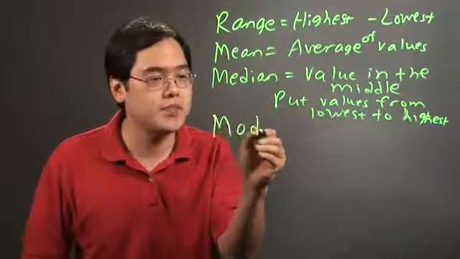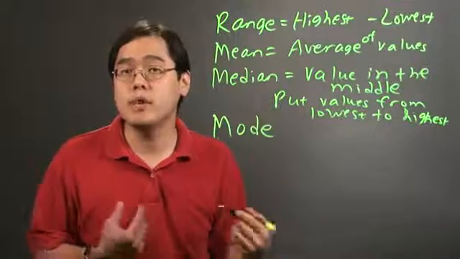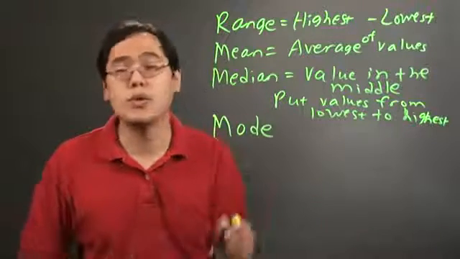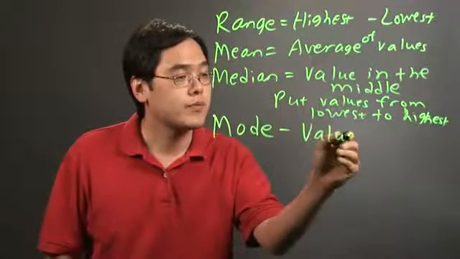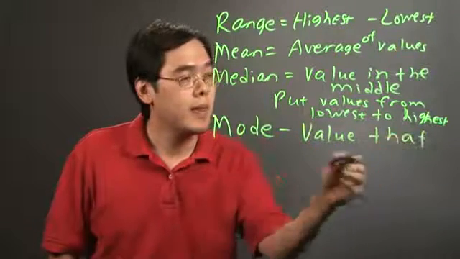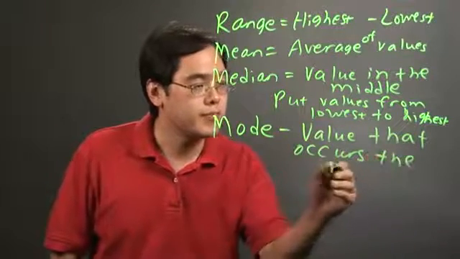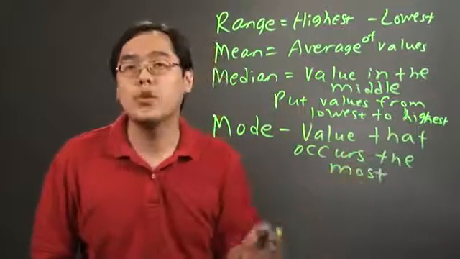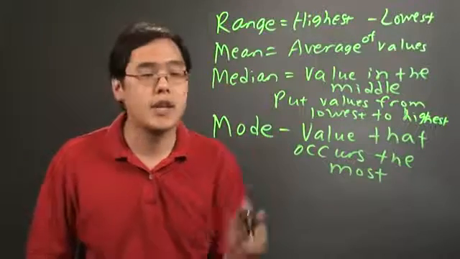But once you get past the median hump, you want to find the mode. And the mode is actually one of the more easy ones to find, because the mode is actually the value that occurs the most. So you want to find the number that you see the most number of times, and that'll give you the mode.